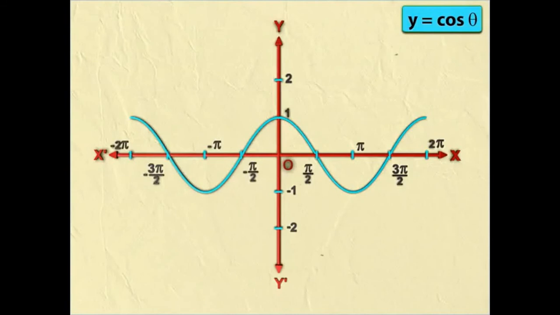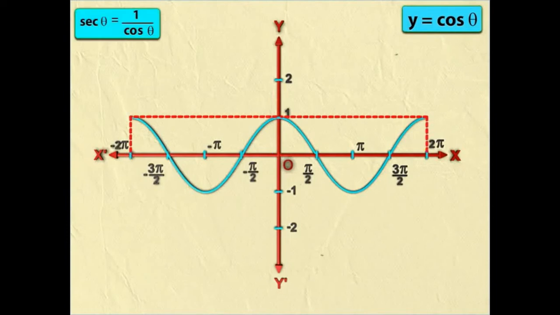If you carefully observe the graph shown here, you can see that for every even integral multiple of pi, cosine theta is equal to 1. This indicates that the value of the reciprocal function secant theta is also 1 for every even integral multiple of pi.